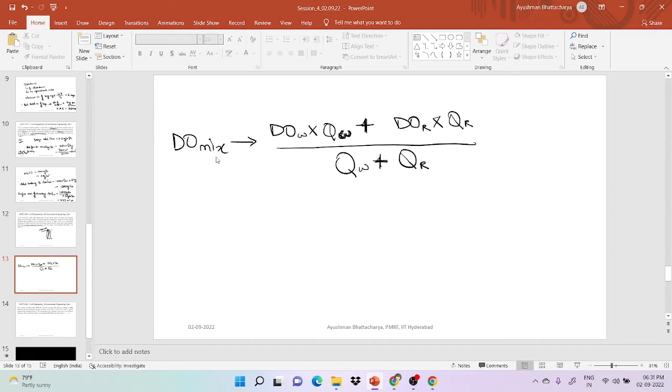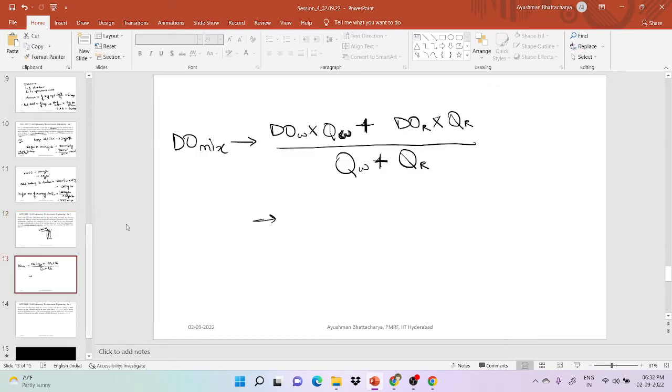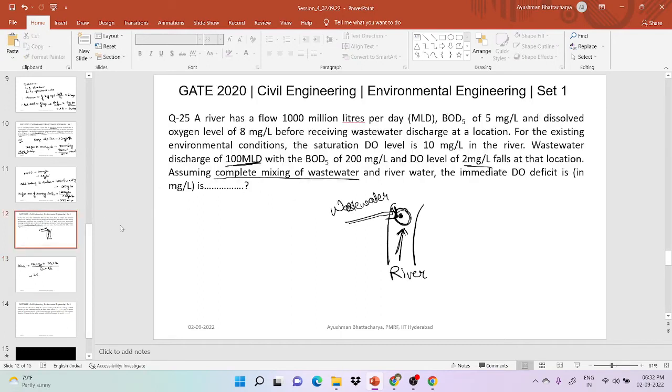Now we have to calculate the DO mix first. DO mix will be DO of the wastewater multiplied by flow rate of the wastewater, plus DO of the river multiplied by the flow rate of the river, divided by the summation of wastewater flow rate and the river flow rate. DO of the wastewater they have mentioned is 2 milligram per liter at that location. So here it will be 2 into flow rate of the wastewater, 100 mld. Sorry, this is 100 mld.